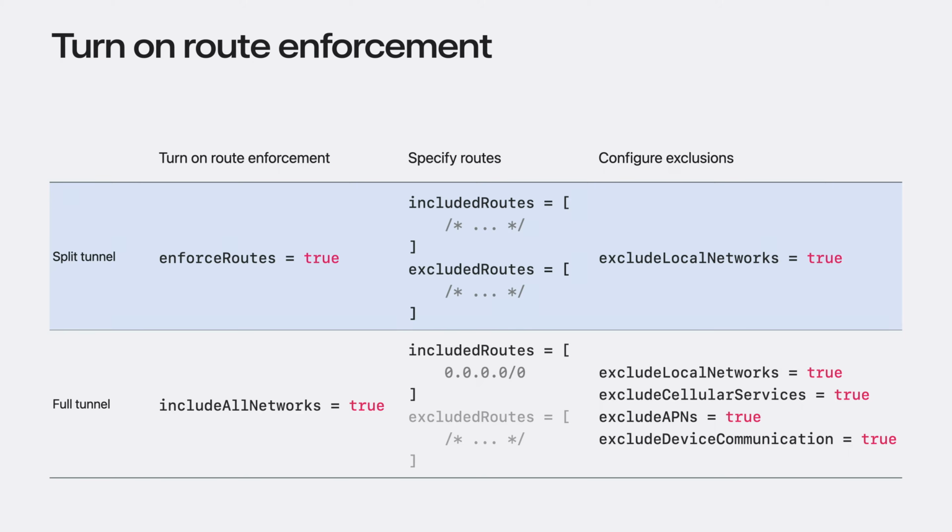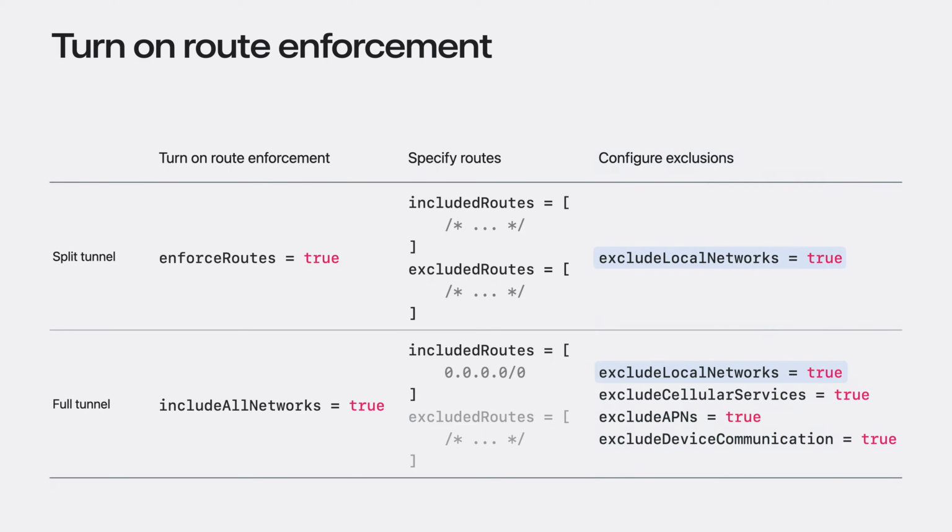For a split tunnel VPN, you can enable the Enforce Routes option to enforce both the included routes and excluded routes. For a full tunnel VPN, you can turn on the Include All Networks option to enforce all traffic to be routed through your tunnel. When this option is enabled, any specified excluded route will have no effect. Both of these options support configurable exceptions to allow a system-defined set of traffic to go outside the tunnel, so that essential services work as expected while your VPN is running.